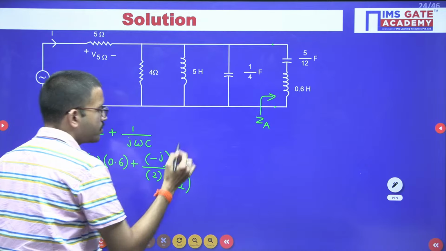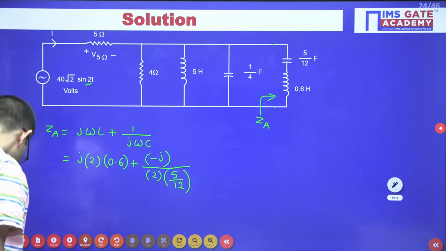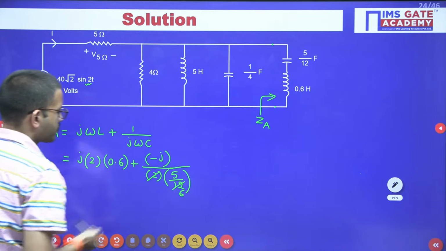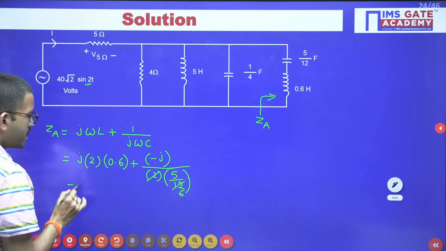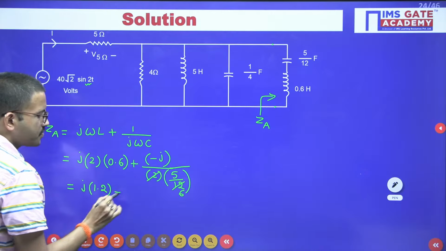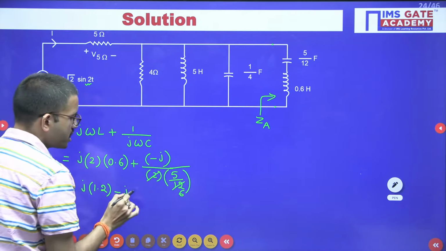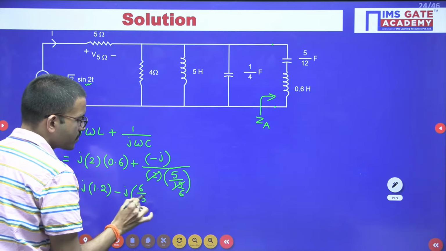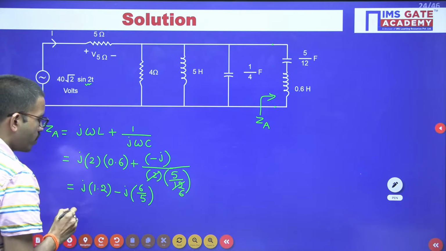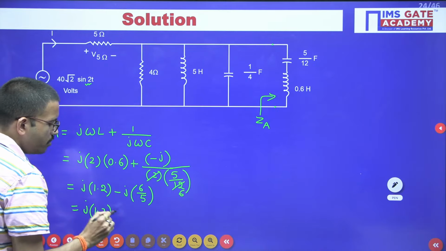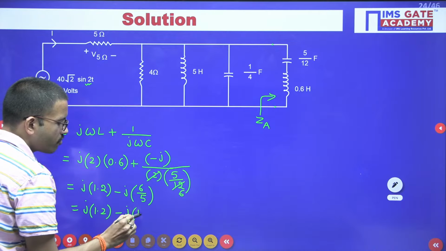Capacitor value you are having 5 by 12. So here 2 6 times 2 into 0.6, that is 1.2. So you are getting j 1.2 plus into minus j. This 6 will go into the numerator, right? So 6 by 5 you are getting. 6 by 5 we can write as 1.2. So here j 1.2, here minus j 1.2.